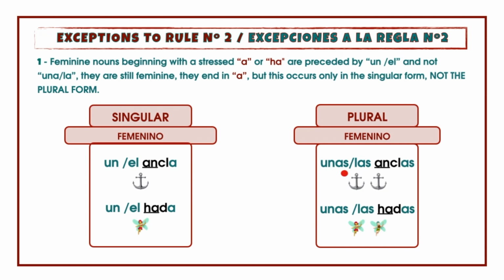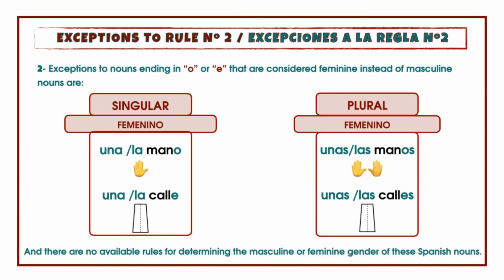There's another exception to rule number 2, and these are the nouns ending in o, such as mano, or e, such as calle. So we say una mano or una calle, and they are considered feminine instead of masculine nouns. And there are no available rules for determining the masculine or feminine gender of these Spanish nouns.